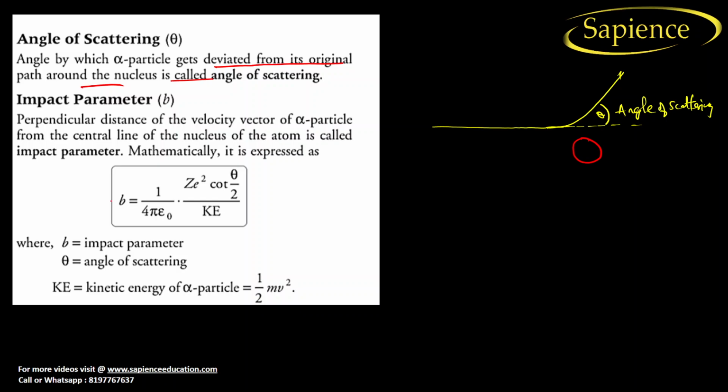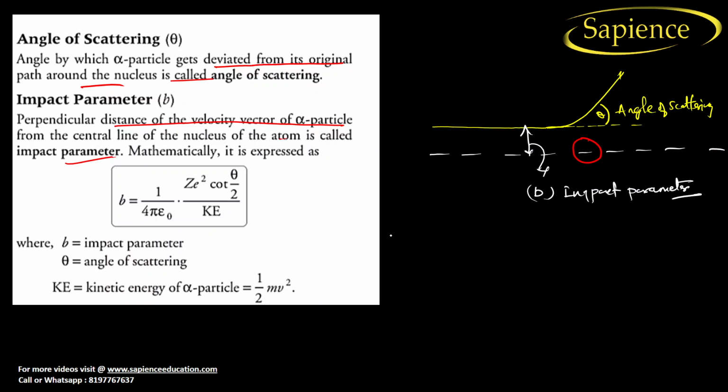Now the impact parameter. What is impact parameter? The perpendicular distance between the velocity vector of the alpha particle, that is the central line, and the nucleus of the atom is called the impact parameter. So let us consider, what is the central line? Definitely this is the central line, right? This is the central line, and this is the impact parameter, and it is written as b. b is considered as the impact parameter, right? Impact parameter.